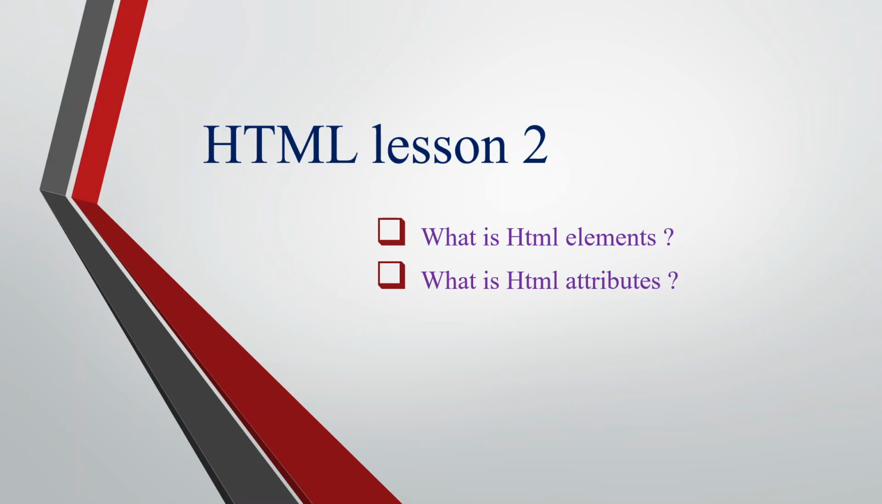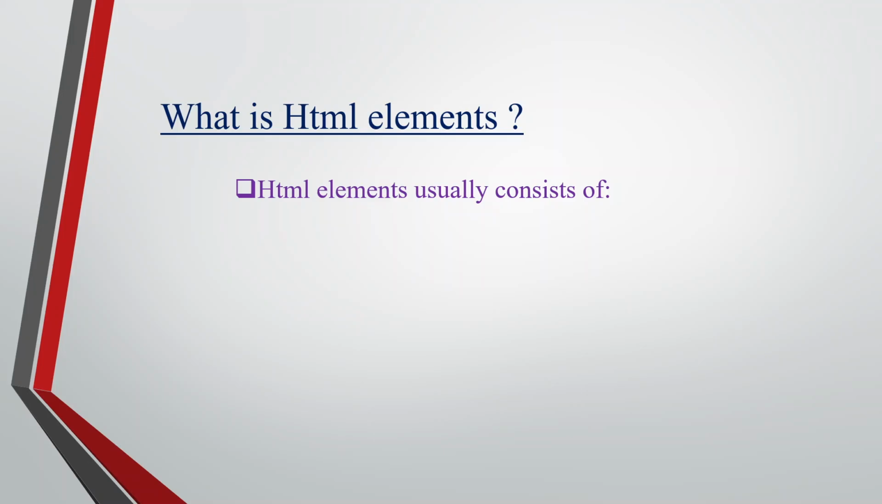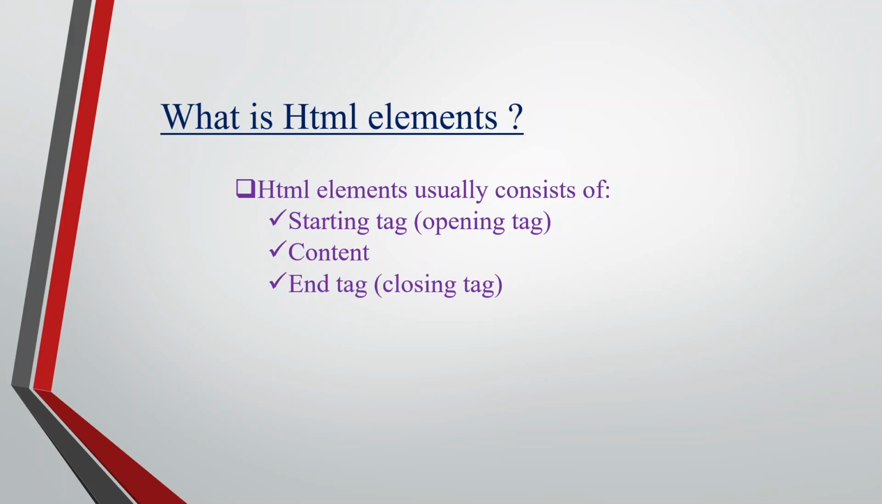In this lesson, I want to talk about what HTML elements are and what HTML attributes are. HTML elements usually consist of a starting tag or opening tag, content, and an end tag or closing tag.